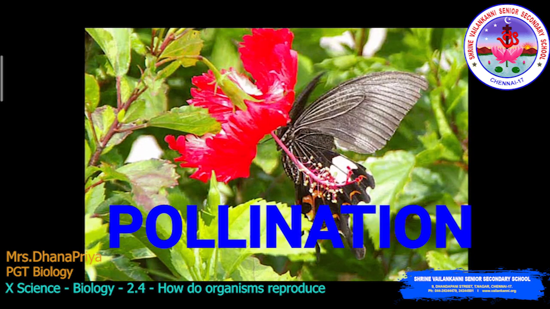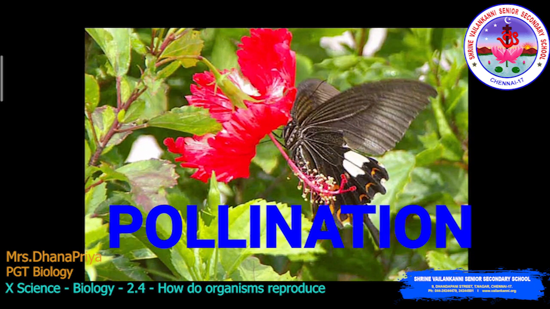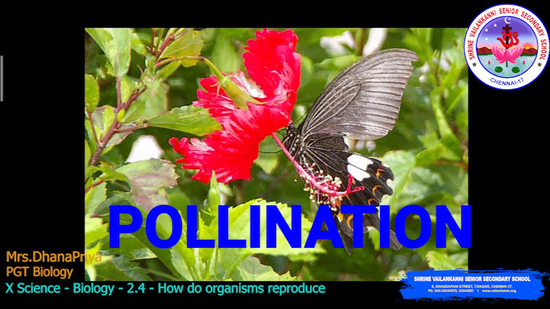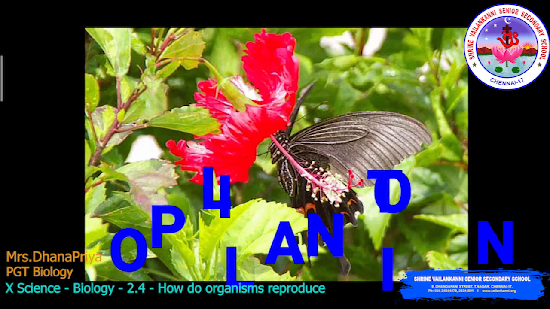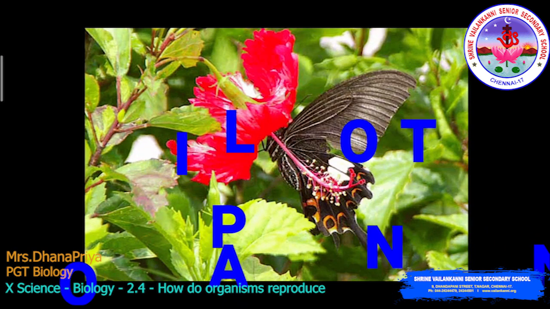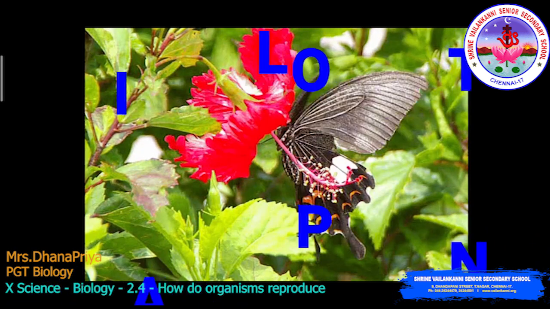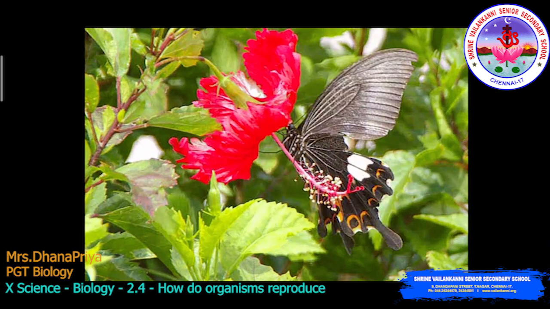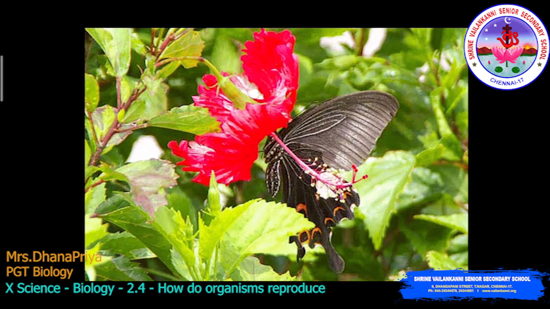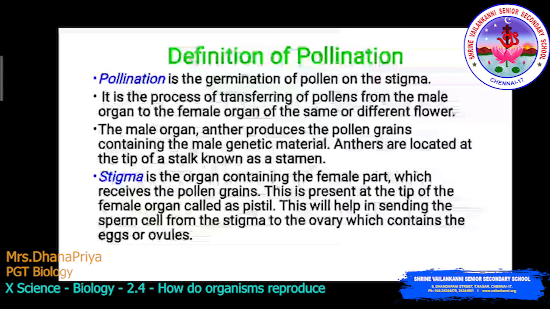Pollination is the act of transferring pollen grain from the male anther of a flower to the female stigma. The goal of every living organism, including plants, is to create offspring for the next generation. One of the ways a plant can produce offspring is by making seeds. First, we discuss the definition of pollination.